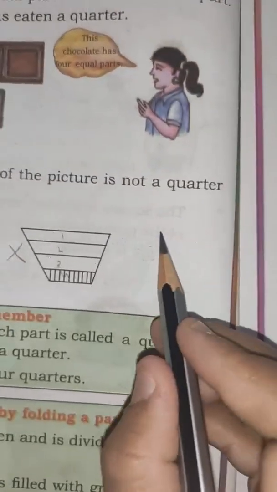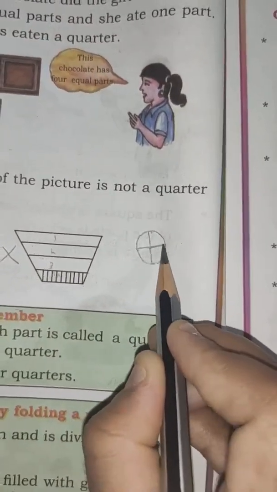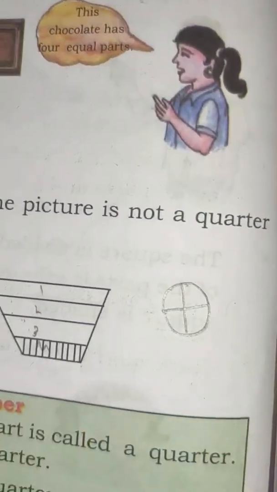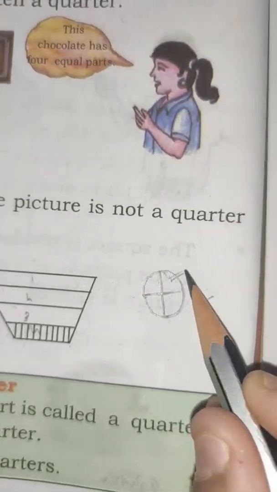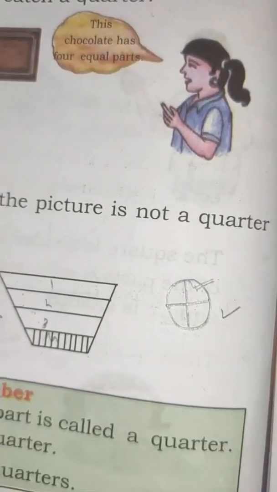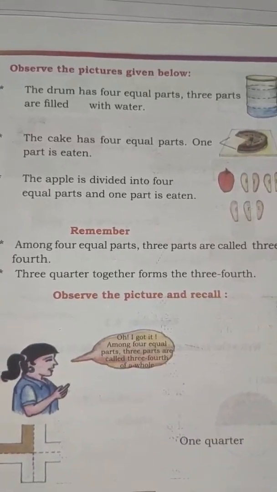But what about this one? If I draw the circle, so this one, does it have a quarter? Yes, because here are 4 equal parts. So each part will be considered as a quarter. Understood? Now children, let's move to another topic which is on page number 33.